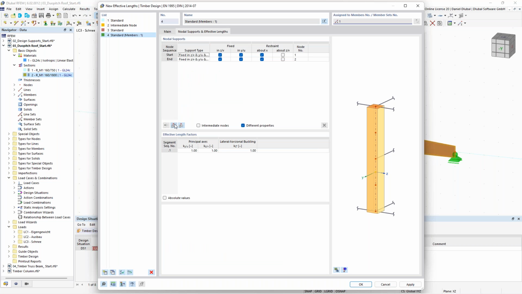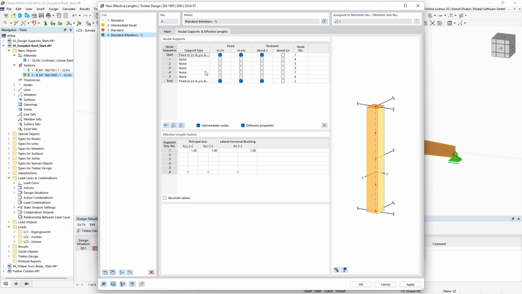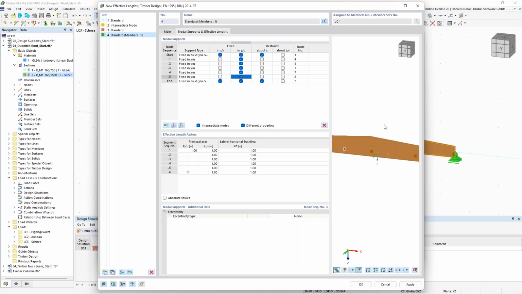And now we can consider these node sequences. Now we have only the first and the end node. By choosing here this member, all these internal nodes are also detected automatically. Now I can activate the lateral support in the Y direction. We can take a brief look how it looks like. And you see here, okay, they are located here.